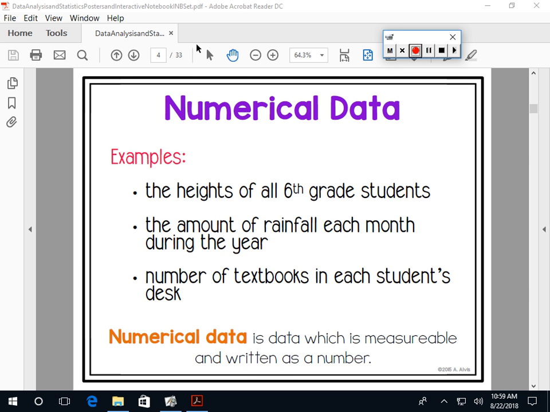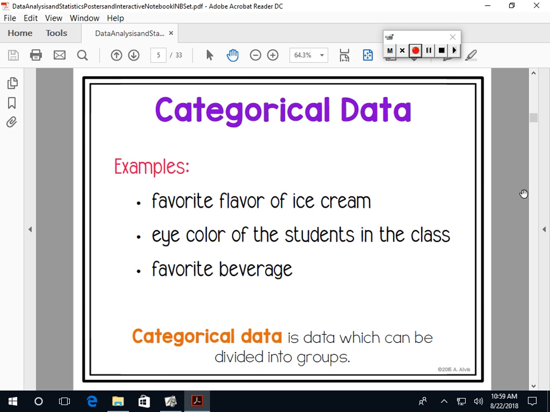Okay, now categorical data is data which can be divided into groups, like a flavor of ice cream, favorite flavor of ice cream. Well, how many scoops would be numerical, because that would be answered with a number. Eye color of students in the class, favorite beverage, that would all be categorical. Yes, that would be categorical. Numerical has to be given with a number answer.